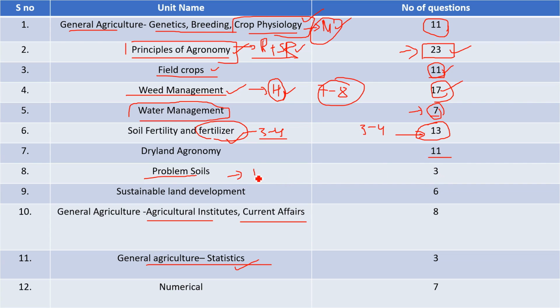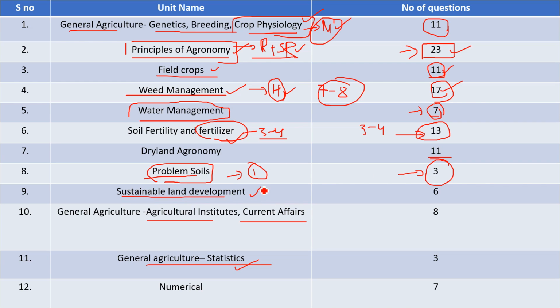Generally from problem soils, only one question is asked. Last year there was one question, and in the previous year there was no question. This year we have got three questions from problem soils itself, meaning the management part of problem soils. Problem soils means alkaline soils, acidic soils, saline soils, sodic and saline-sodic soils, that kind of soils I am talking about. So basically there were three questions related to that.